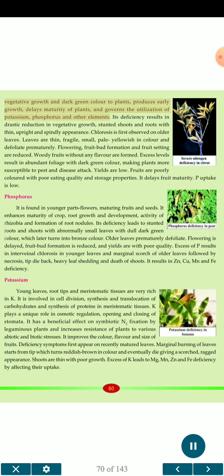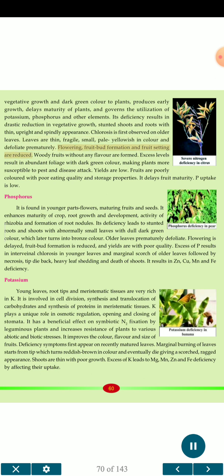60. Nitrogen promotes vegetative growth and dark green color in plants, produces early growth, delays maturity of plants, and governs the utilization of potassium, phosphorus and other elements. Its deficiency results in drastic reduction in vegetative growth, stunted shoots and roots with a thin, upright and spindly appearance. Chlorosis is first observed on older leaves. Leaves are thin, fragile, small, pale yellowish in color and defoliate prematurely.